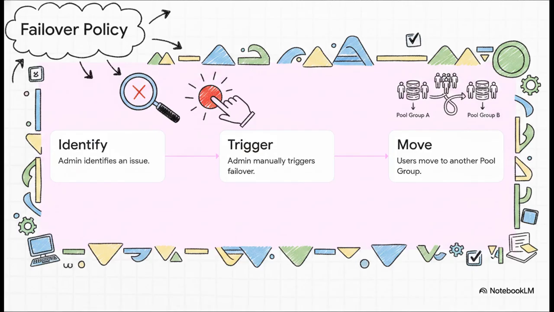And tied right into this is a failover policy, which lets you move users to another pool group when things go south. So the crucial point is that this failover is entirely admin-initiated. That's right, it is not some rogue automatic disaster recovery feature that might trigger when you really don't want it to. You, the administrator, identify the actual issue, and you decide exactly when to pull the trigger to move those users. You keep full control of the whole shebang.